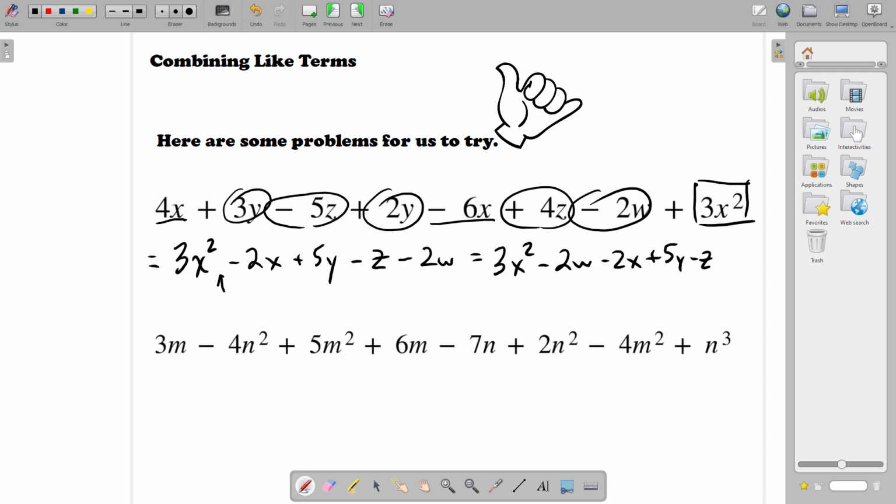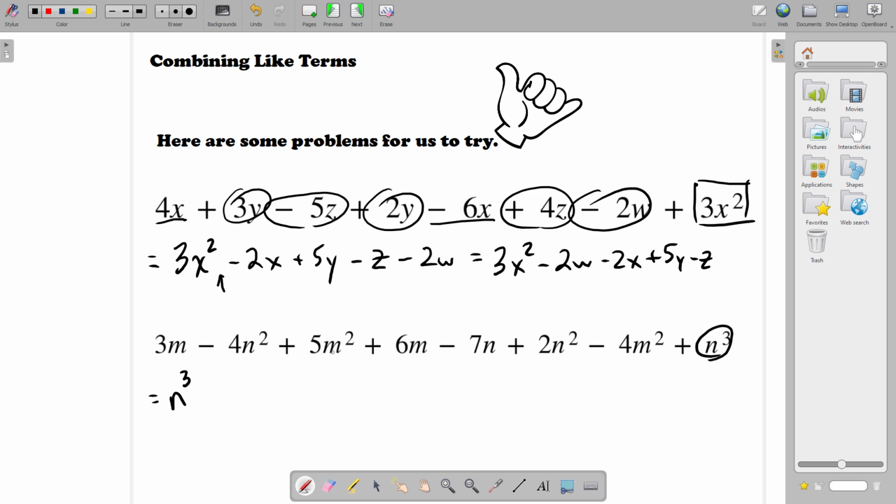On this next problem, we have an m n squared term, an m squared n term, an m n term, an n squared term, an m squared term, and an n cubed term. So I'm going to write that term first. There aren't necessarily always any hard and fast rules to that, but typically the highest power is written first. And then we write the other terms with the variables in alphabetical order.